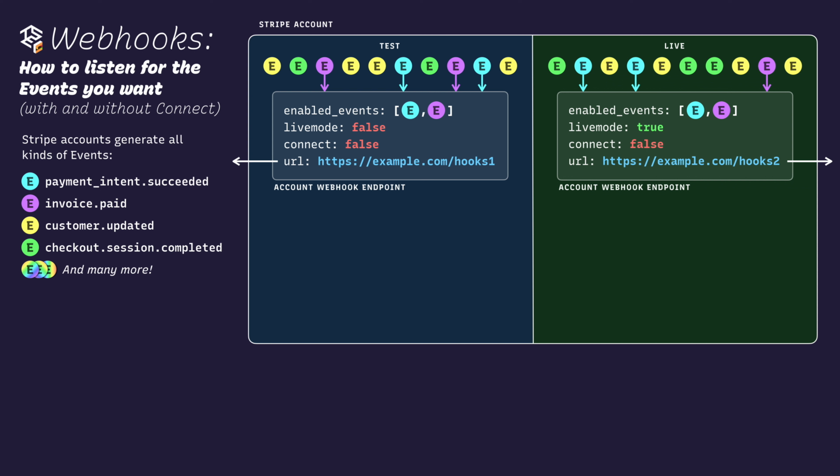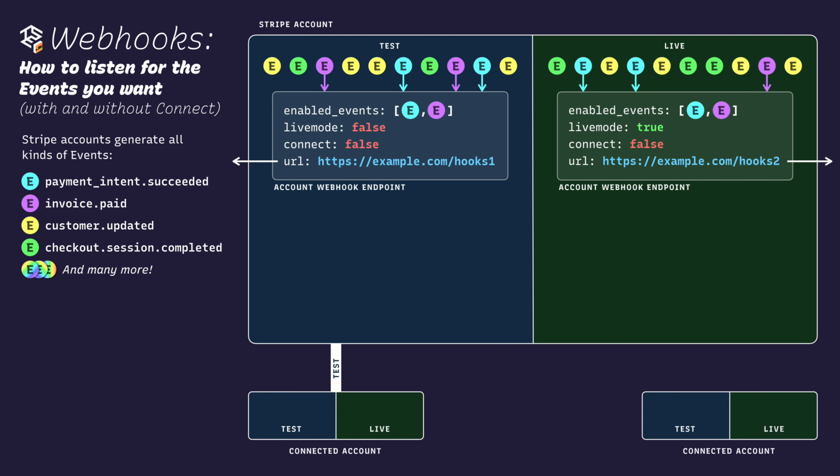If you're not using Connect, as long as you understand the separation between test and live mode, you can stop here. If you are using Connect, or if you're simply curious, let's move on. We're going to need some connected accounts, so let's start with one account connected in test mode and another connected in live mode. Let's take a moment to talk about what a test versus live connection means here.